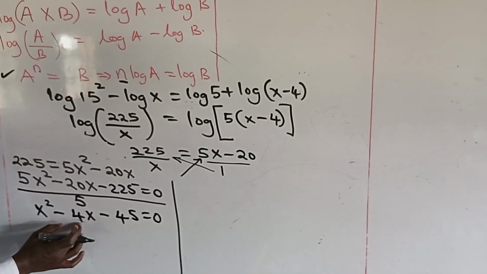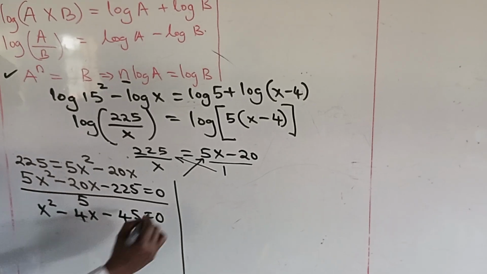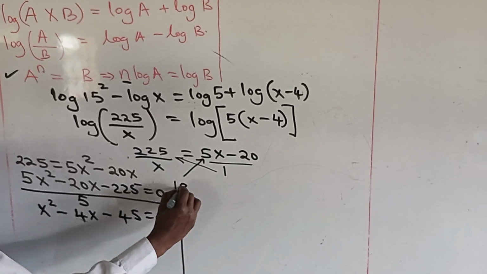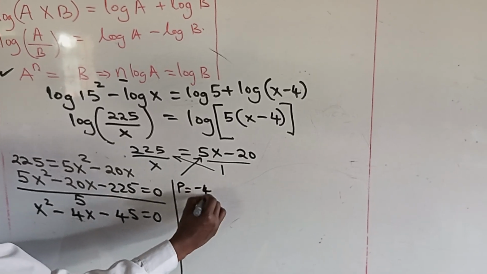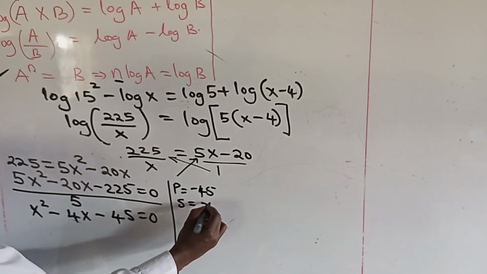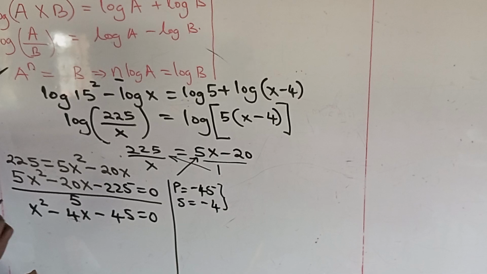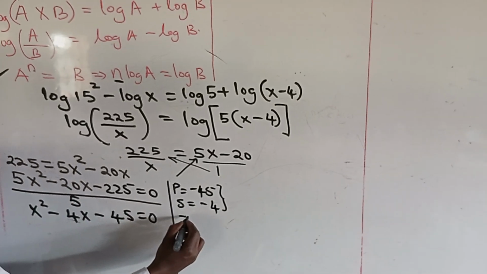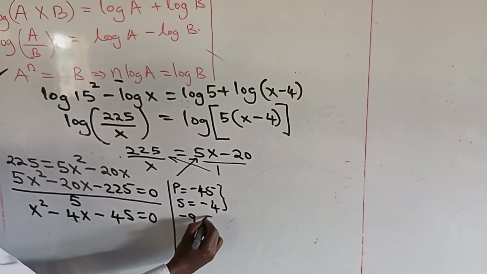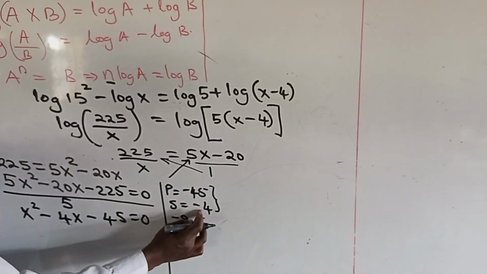So we look for two numbers whose product is negative 45, whose sum is negative 4. Which are those possible numbers? We get negative 9 and positive 5. You multiply the 2, you get negative 45. You add the 2, you get negative 4.